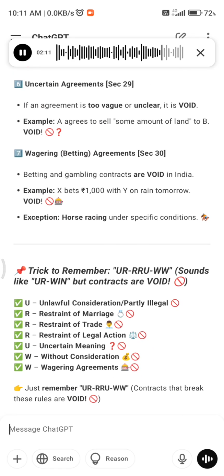Trick to remember. URRUW sounds like you are win, but contracts are void. U, unlawful consideration partly illegal. R, restraint of marriage. R, restraint of legal action. U, uncertain meaning. W, without consideration. W, wagering agreements. Just remember, URRUW. Contracts that break these rules are void.